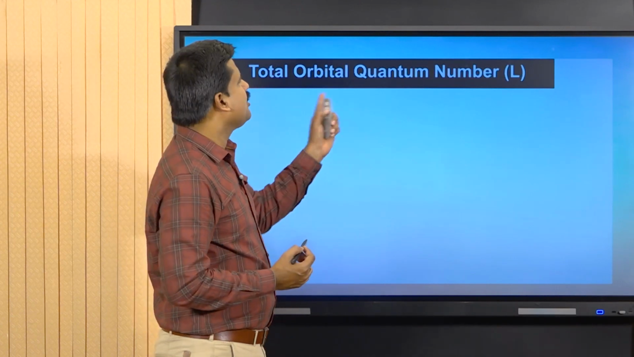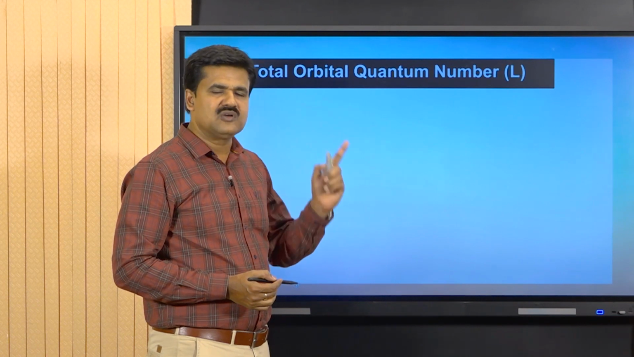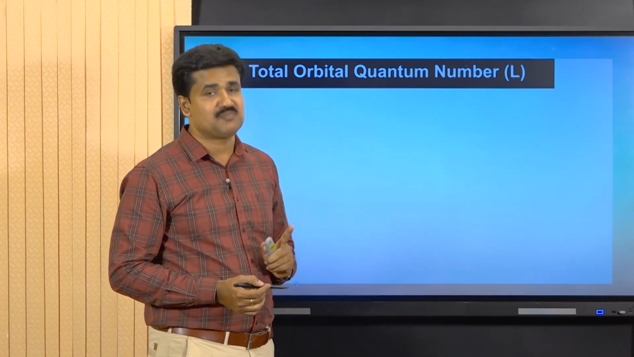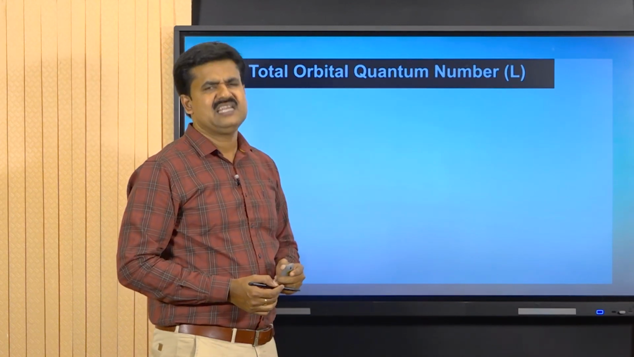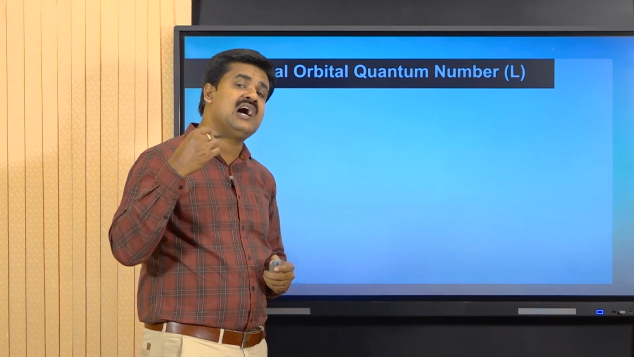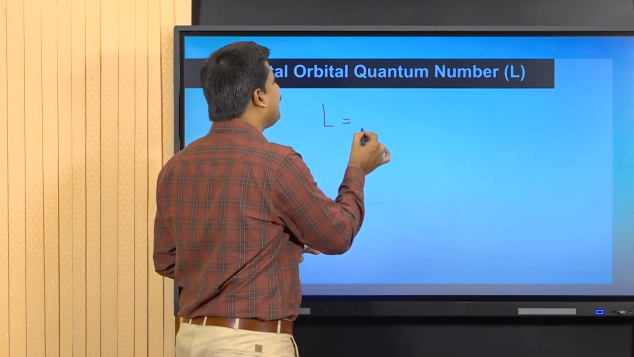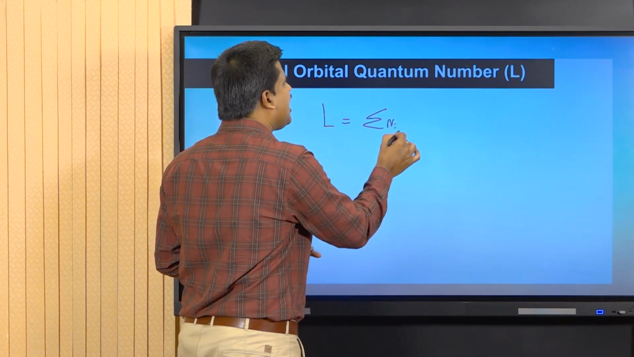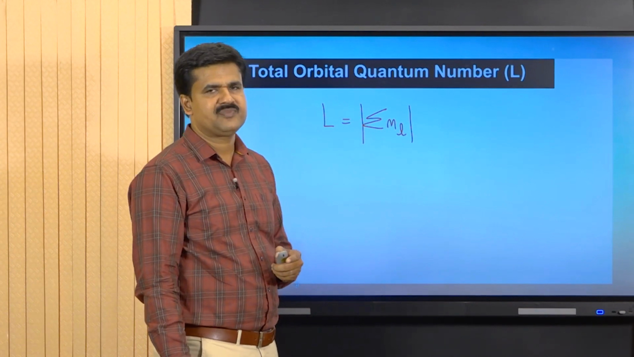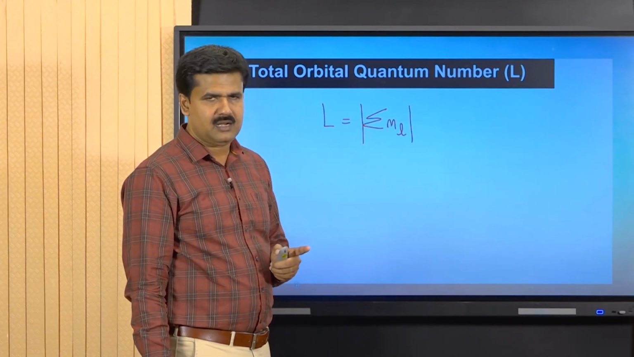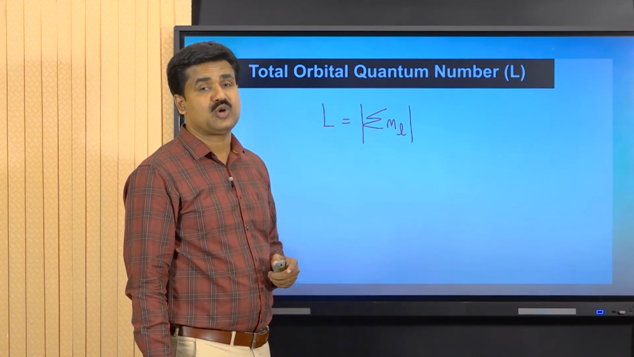Now, we can move on to the very, very important quantum number, the most significant quantum number in the term symbol, that is the total orbital quantum number. It is otherwise called the total orbital angular momentum quantum number, and the value of capital L can be computed like this: modulus of sigma ml. What is meant by sigma ml? Sigma stands for summation. ml stands for magnetic quantum number.